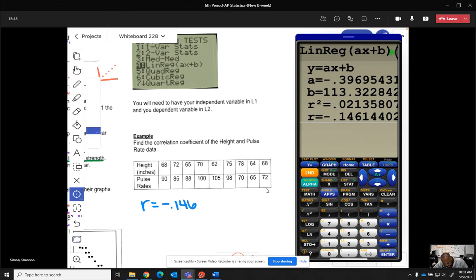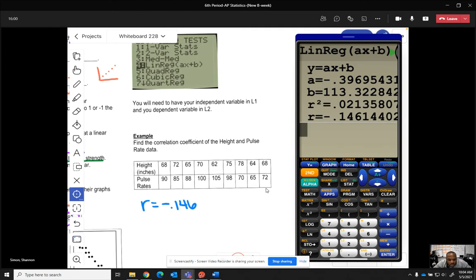So notice the value of R. I told you earlier we couldn't tell what it really was. It looked positive, but it actually is a negative value. R is negative 0.146, and that means that it's pretty weak. This is a weak correlation here. It's not very strong. The closer it is to 1, the stronger it is. The closer it is to 0, the weaker it is.